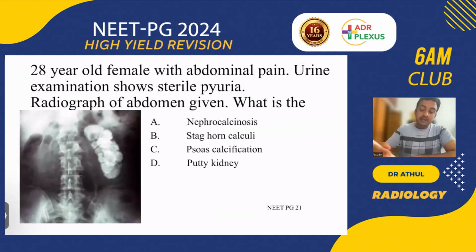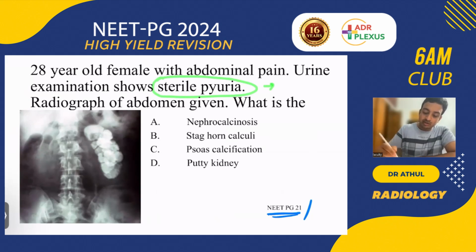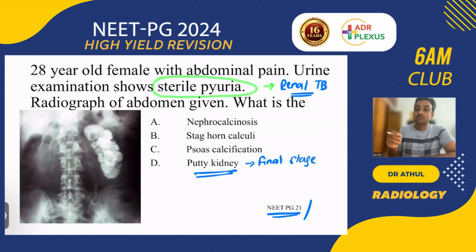Now, this question was asked in NEET as well as in INICET. In this question, they gave a very big clue of sterile pyuria. Whenever there is sterile pyuria, you should think about only one thing, and that is renal TB. In renal TB, the final stage is putty kidney. So the final stage of renal tuberculosis is putty kidney.